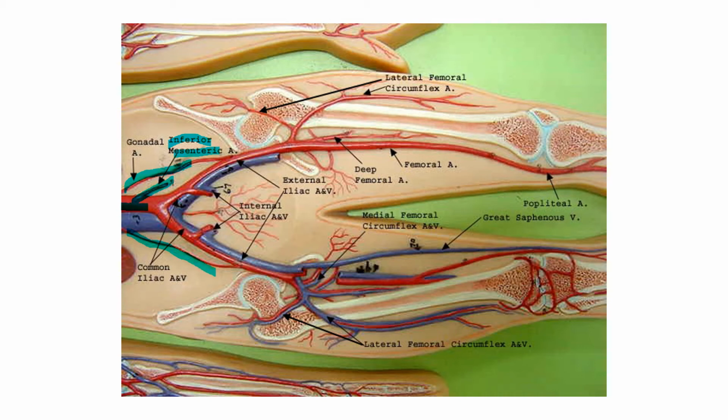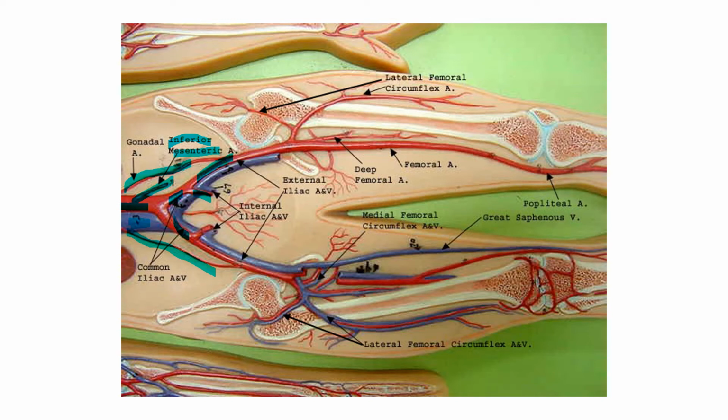This would be the abdominal aorta right on top of the inferior vena cava. Here's the left common iliac and the right common iliac artery on top of the vein. Here is the left internal iliac artery on top of the left internal iliac vein. After that branch, this becomes the external iliac.